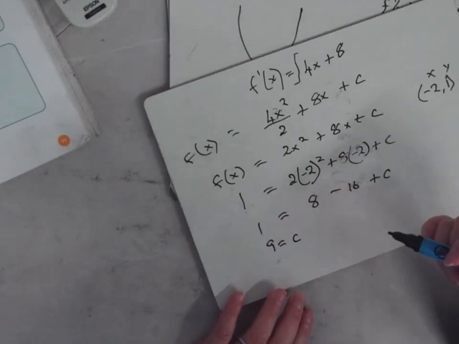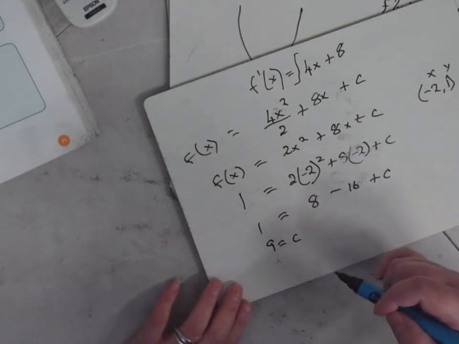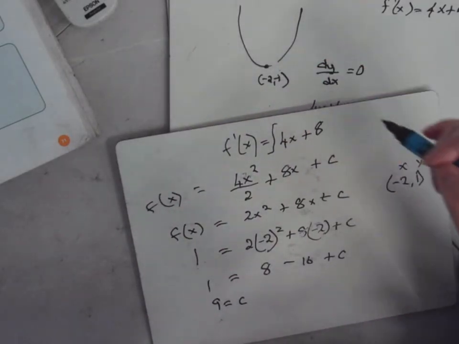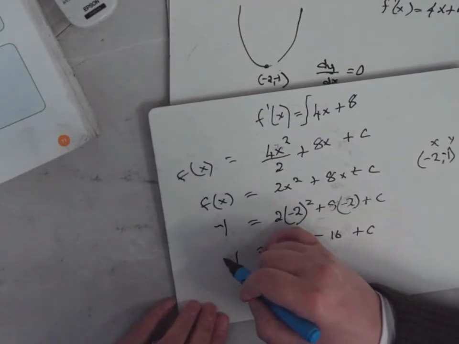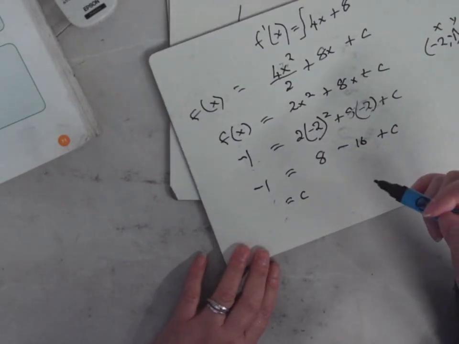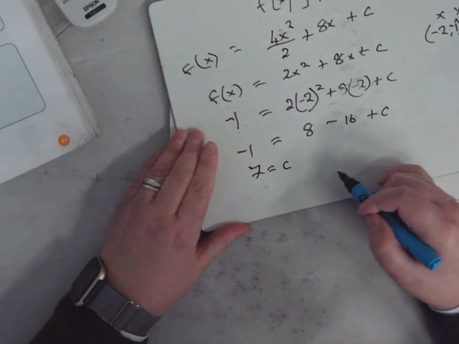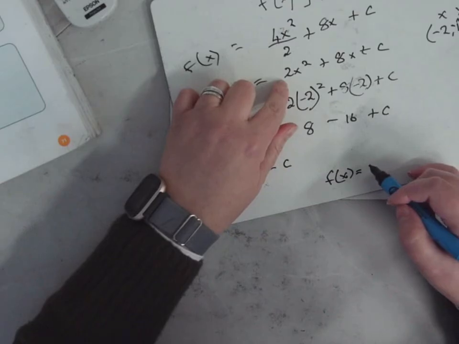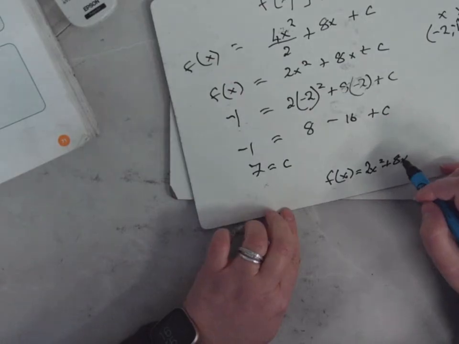Should there not be a minus 1? The question says the point is minus 2, minus 1. Yeah, sorry, minus 2, minus 1. So that should be minus 1. So that means c is equal to 8 minus, bring over, minus 8 plus 8, 7. Am I right now? Right, okay. So the original curve was f of x equals 2x squared plus 8x plus 7.